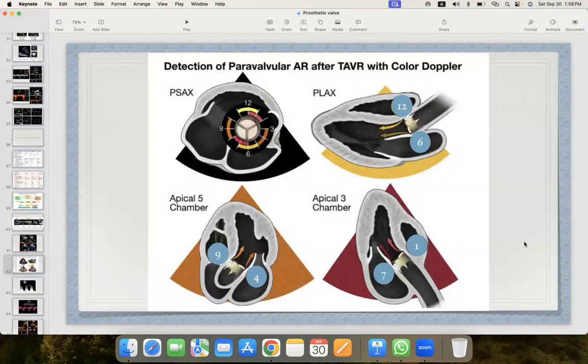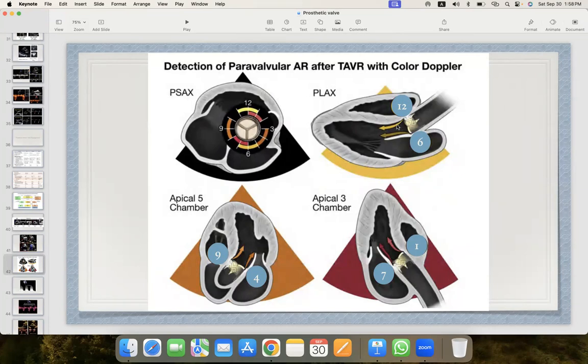This is a good diagram to know the location of the paravalvular leak. Usually when we report the paravalvular leak, we report it based on the clock. When you look at the short axis of the aortic valve, we consider this 12 o'clock, and this 6 o'clock, 3 o'clock, and 9 o'clock.